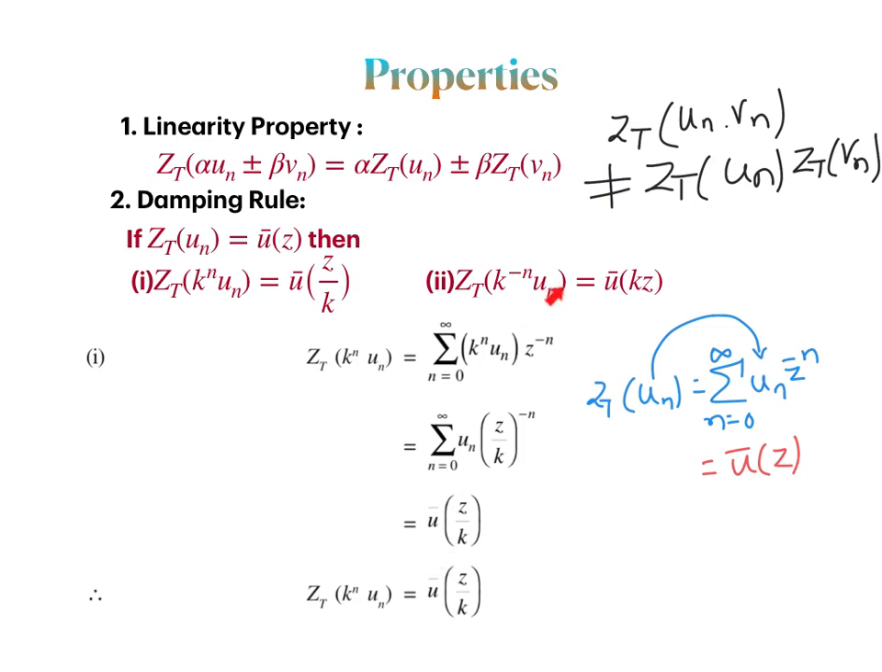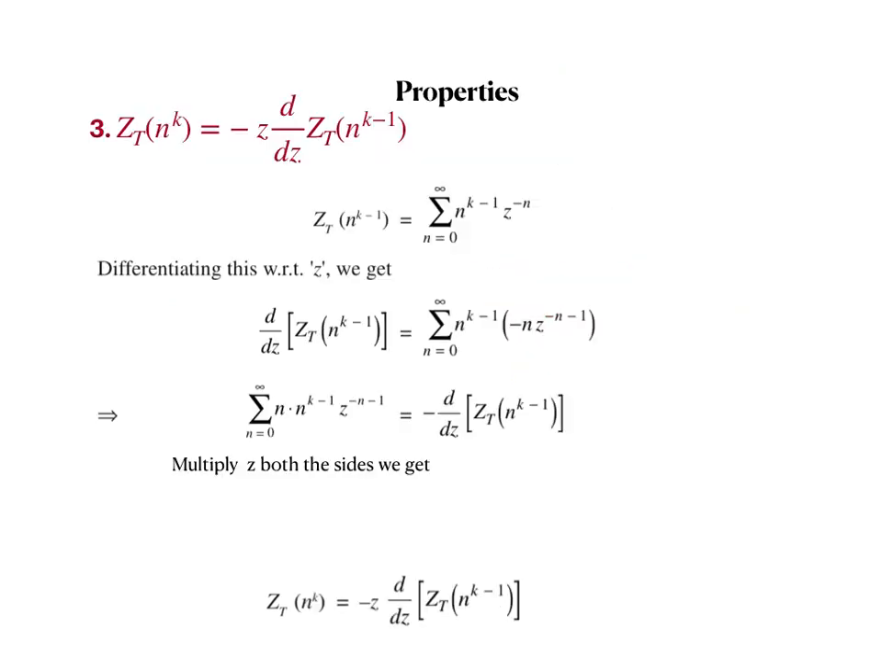Similarly, you can prove the second damping rule by applying the z transform. The next important property is, z transform of n power k is equal to minus z d by dz of z transform of n power k minus 1. Okay, this is a very important property. We have some standard results to prove, so this is very much required.